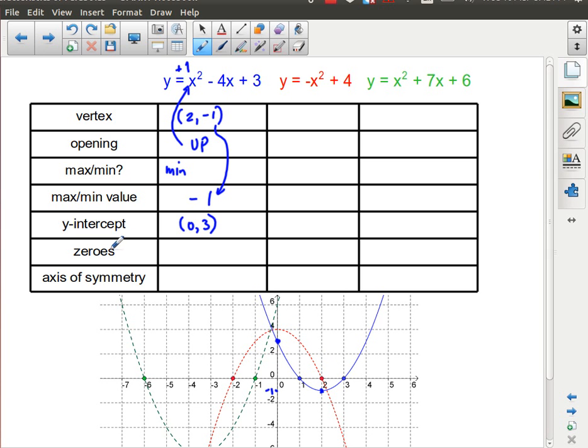Where are the zeros? Remember that you could have 2 zeros, 1 zero, or no zeros at all. In this case, they're already labeled for you. They are the points 1, 0 and 3, 0. And the axis of symmetry, the vertical line that goes through the vertex here, is at an x coordinate of 2. So that is the vertical line, x equals 2.